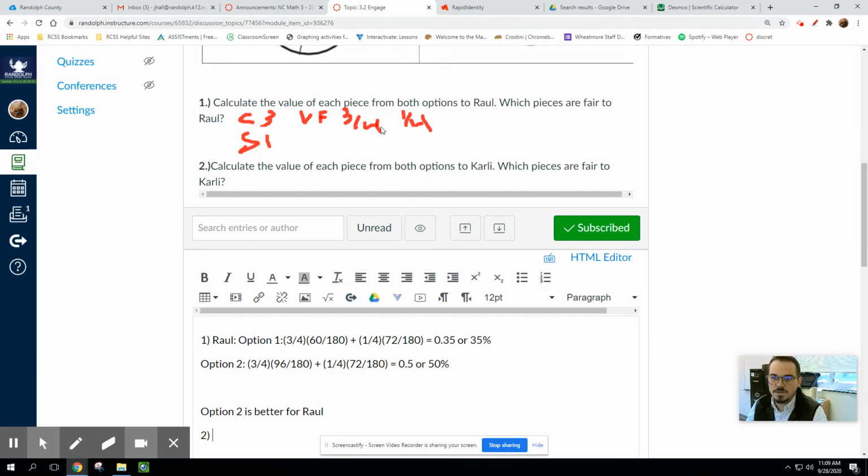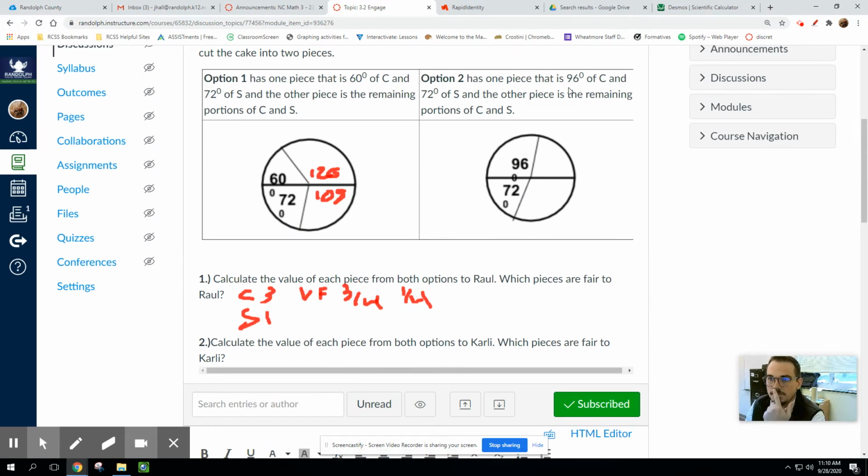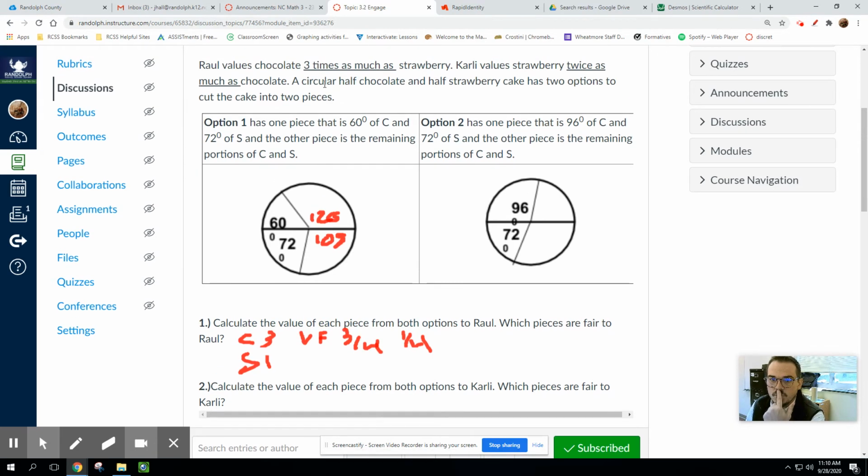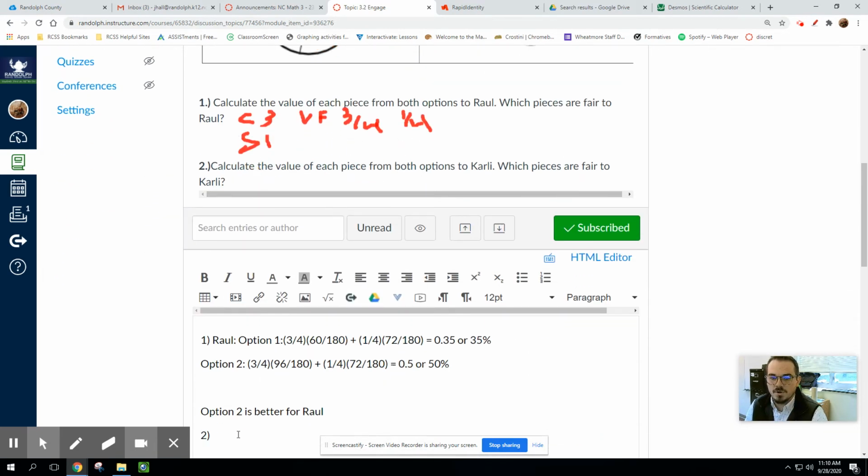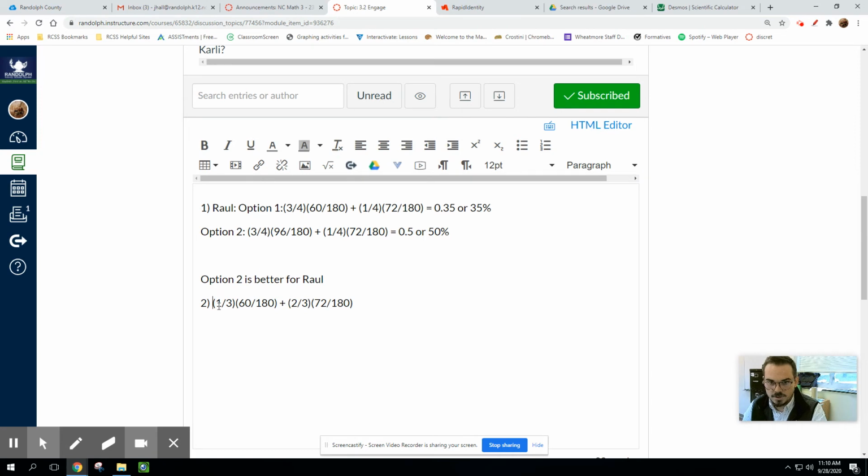So let's calculate the 2 fair shares for Carly. Carly, from the beginning, values strawberry twice as much as chocolate. So that's going to be 2/3 and 1/3, chocolate being 1/3. So it's the same setup, but her fractions change. If I was to copy Raul's and paste it here, I would just have to change her fractions. 1/3, 2/3. And that would be Carly's option 1.